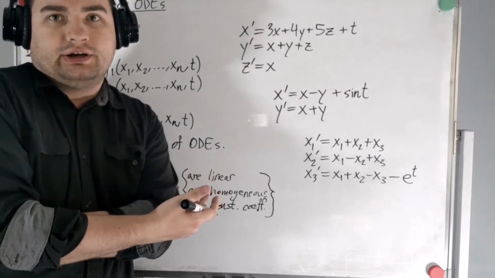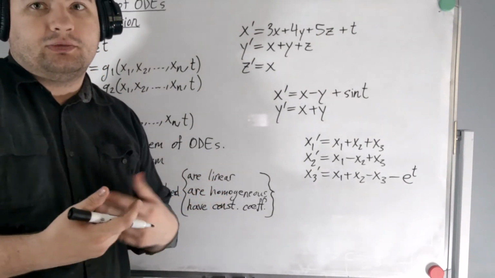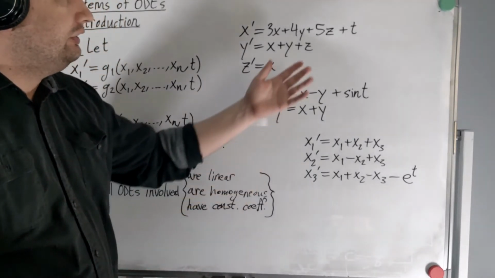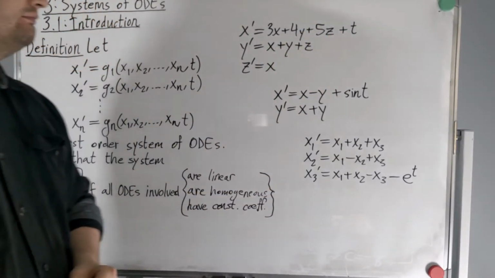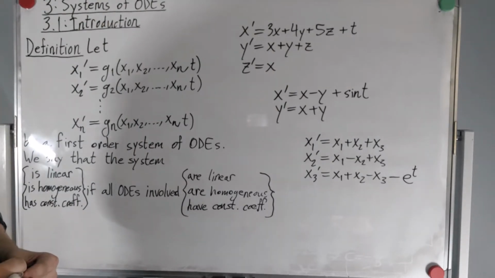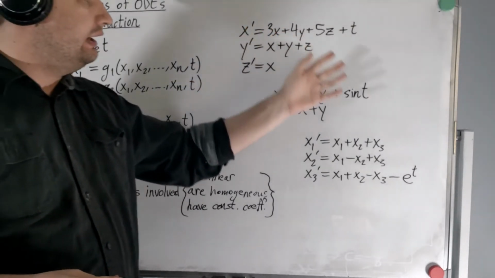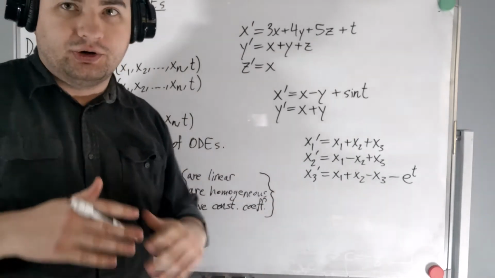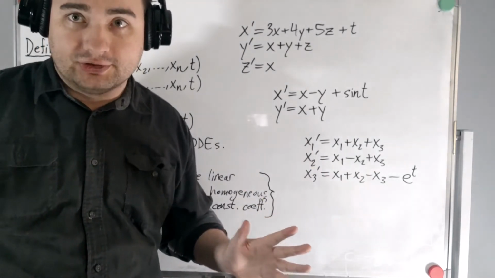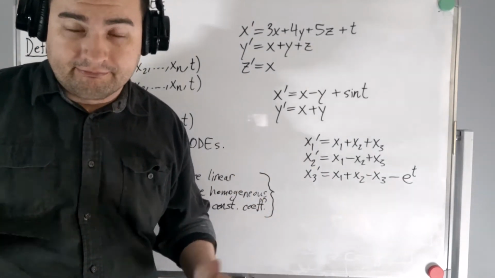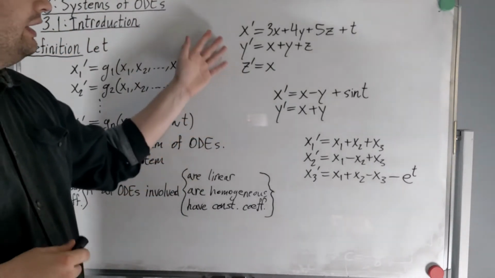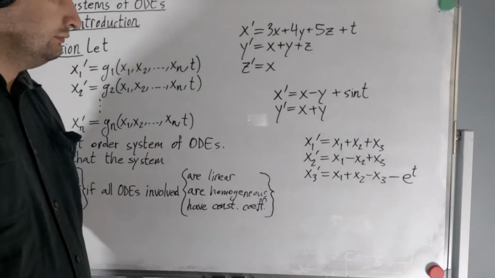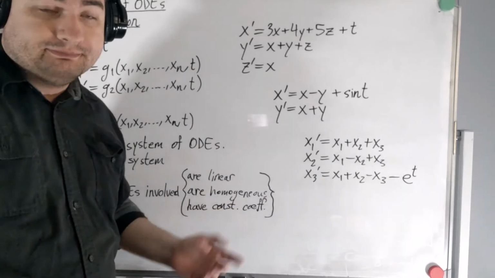So what you see here is that a system is homogeneous if you don't see the t anywhere. Okay? The x, y, and z, or x1, x2, x3, or whatever you call the dependent variables, are all functions of t. But the important thing is that the independent variable does not appear. That's what makes it homogeneous.